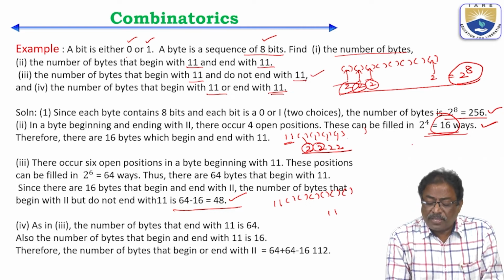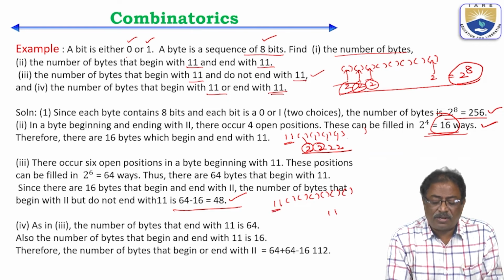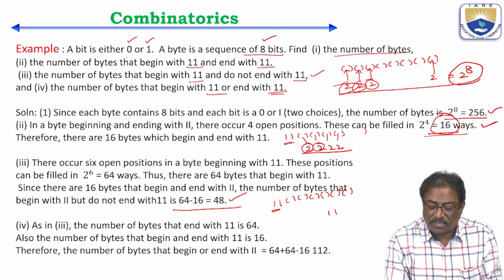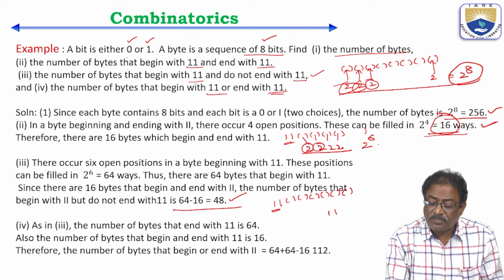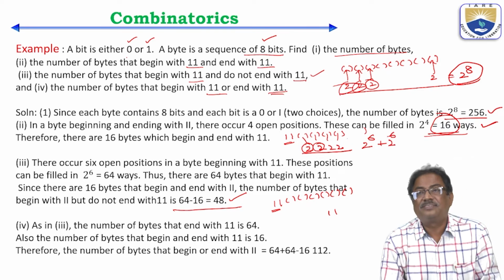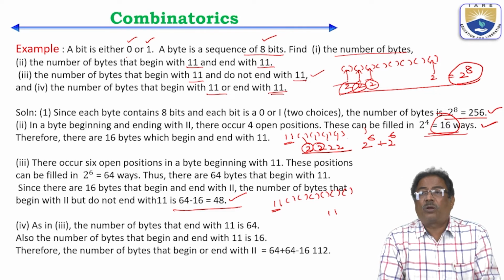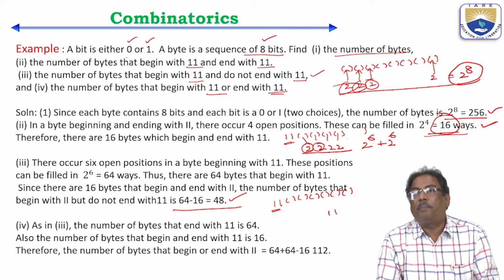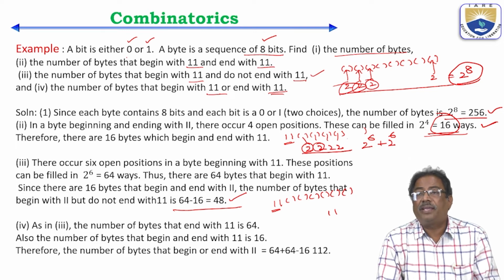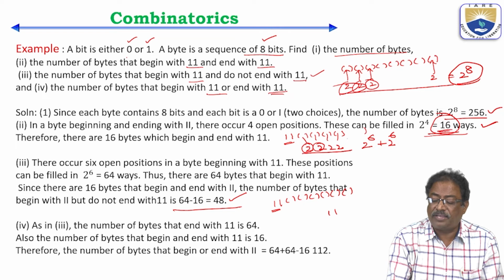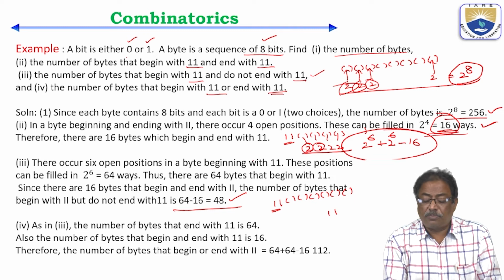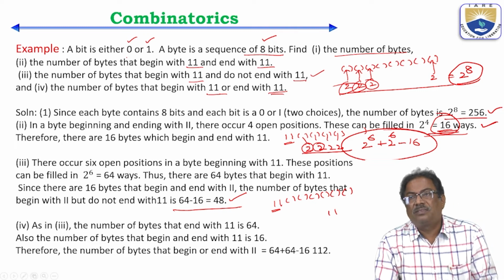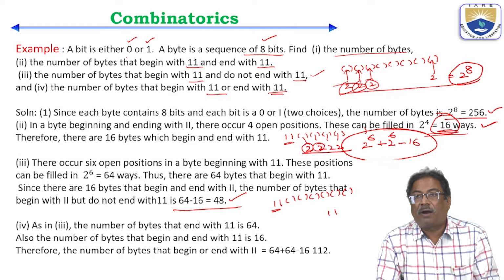So here, beginning with 11, how many are there? Already we proved this. Beginning with 11 will be there in 2 to the power of 6 ways. And ending with 11 is also 2 to the power of 6 ways. But there should not be any that are both beginning with and ending with. How many beginning with and ending with are there? 16 possible ways. So I am going to remove that. So there are 2 to the power of 6 plus 2 to the power of 6 minus 16.